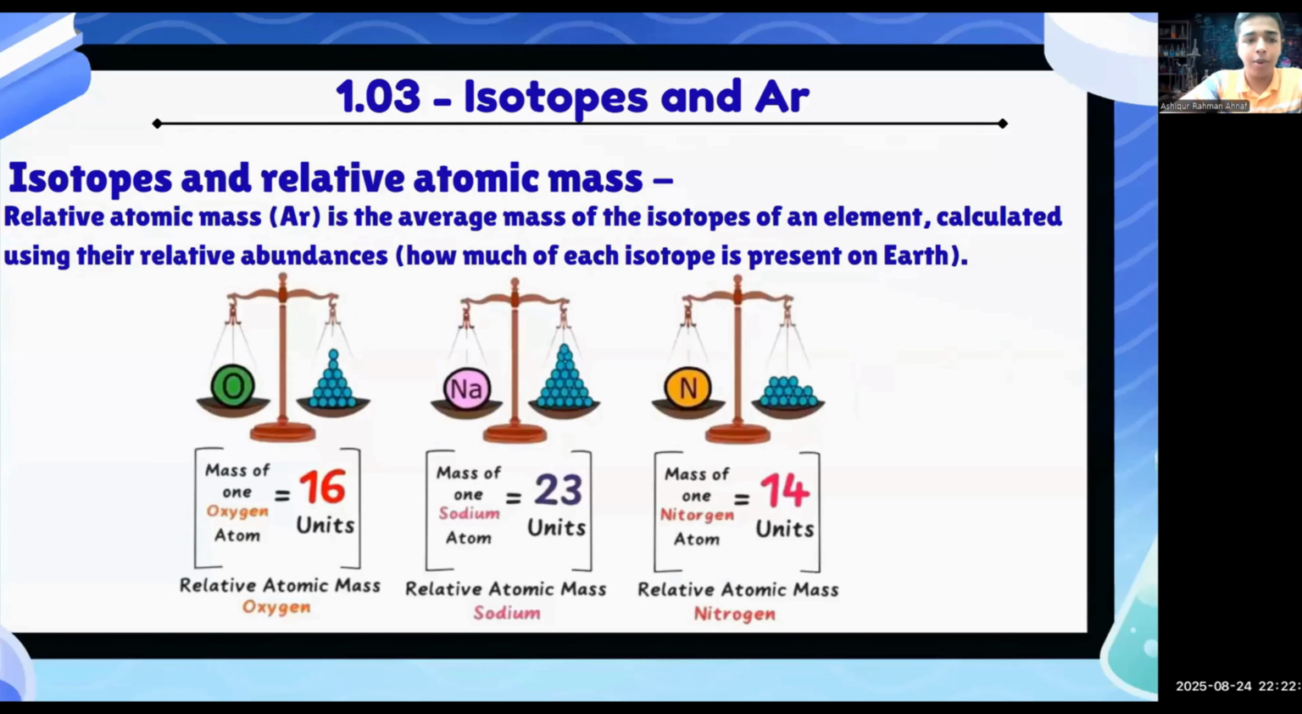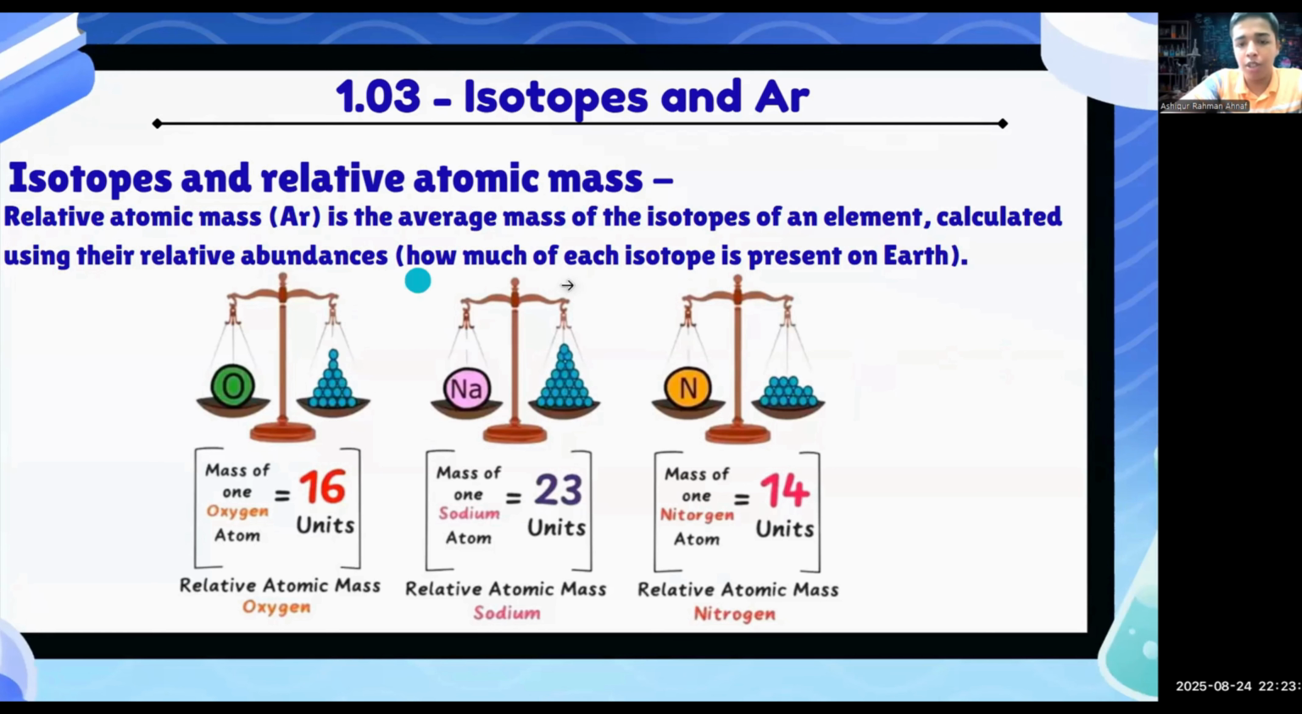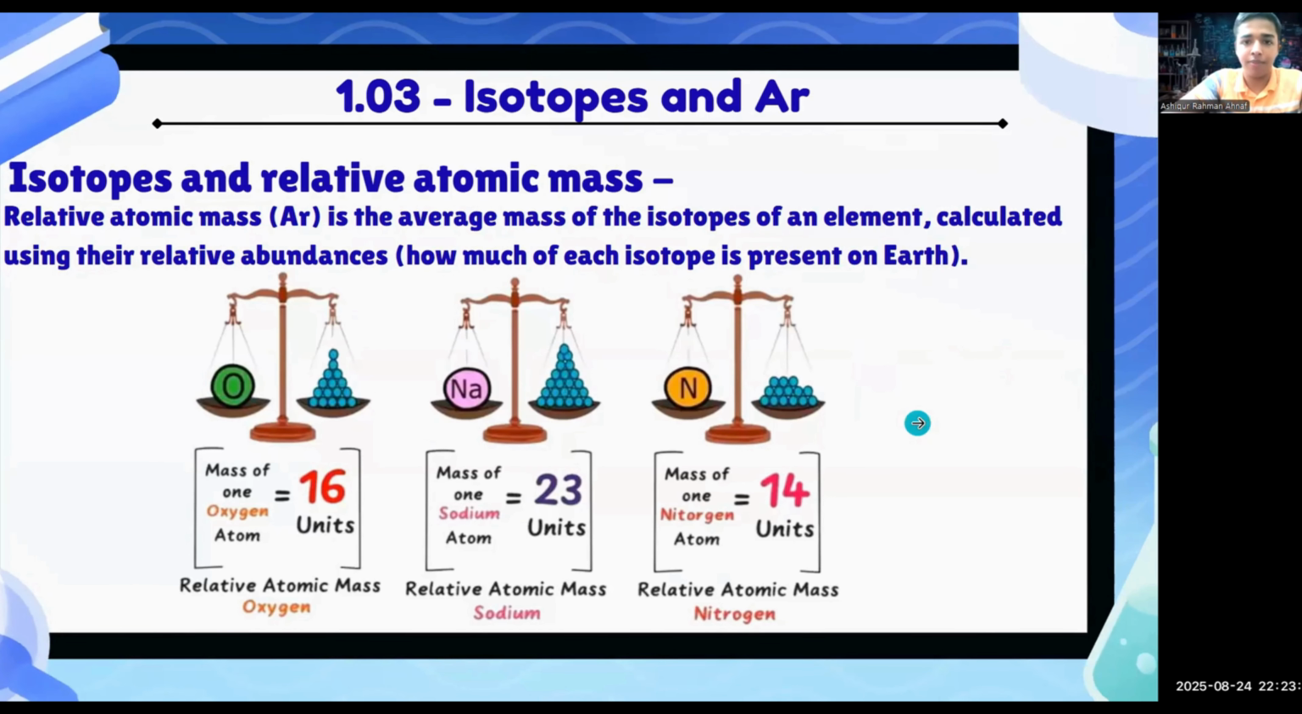Isotopes and relative atomic mass. Relative atomic mass Ar is the apparent mass of an element, calculated using the relative abundance of its isotopes. How much of each isotope is present on Earth?